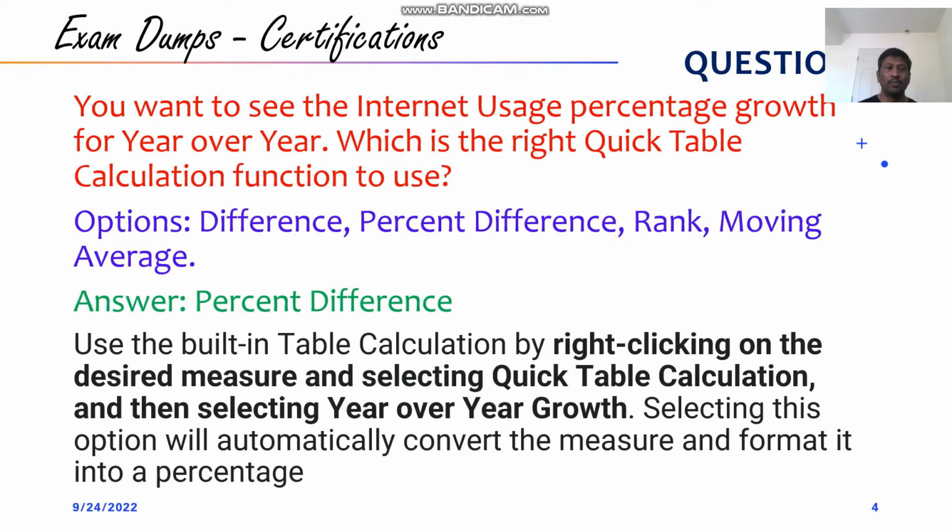Moving on to question number 2. Here you want to see the internet usage percentage growth over the year. Which is the right quick table calculation function to use? Options are difference, percent difference, rank, moving average. Here the question is that you have to calculate percent growth year over year. So when you talk about calculating a percent difference, the answer is going to be percent difference. So how do you create that percent difference?